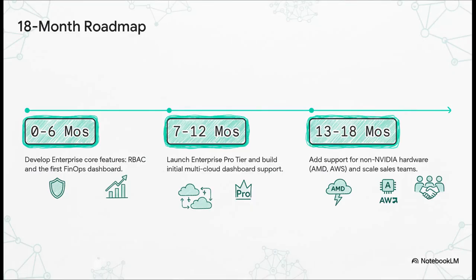And they've laid out a really clear roadmap, too. In the first 6 months or so, they're focused on building out those core enterprise features. Then, they'll launch the Pro tier and start building multi-cloud support. And looking further out, the plan is to add support for non-NVIDIA hardware, think AMD and AWS custom chips, and just scale the whole thing up.